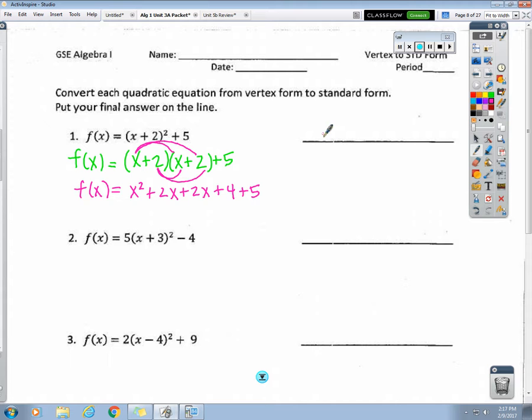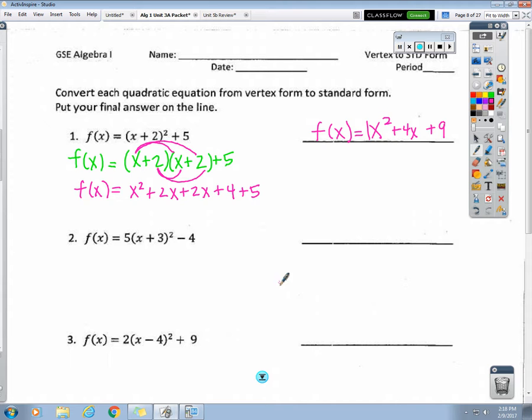So now for the final step, I just combine like terms. X squared is the only square term. 2x plus 2x can combine to 4x, and 4 plus 5 can combine to 9. That is now in standard form, because remember standard form is ax squared plus bx plus c. Your a is 1, your b is 4, your c is 9.